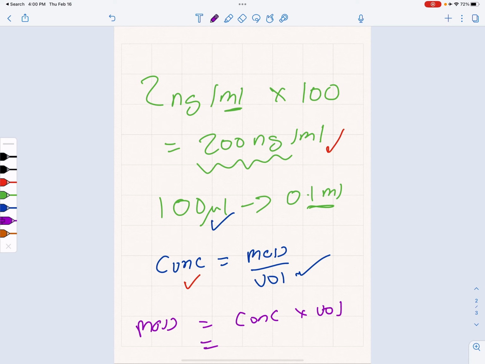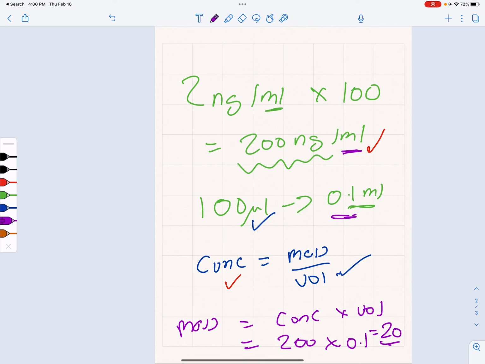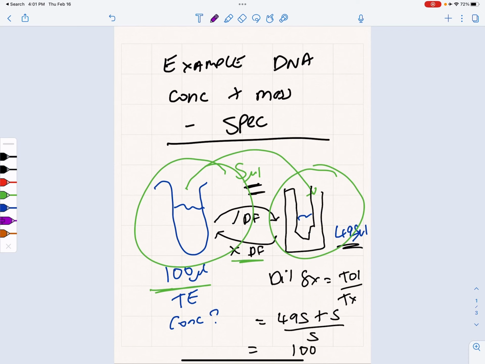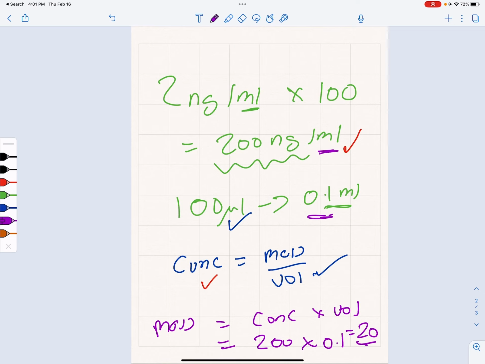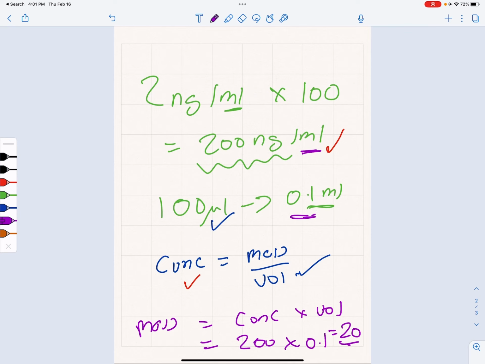That is concentration, and be careful with units here. We're in 200 nanograms per milliliter, so we're going to do 200 multiplied by volume. And again, the concentration's in milliliters, so we're going to keep this in milliliters. So it's going to be multiplied by 0.1, and that will give us 20 nanograms of DNA. So what that tells us is our concentration in here is 200 nanograms per milliliter, but we only have 20 nanograms actually extracted. So our total DNA that we got from our pure E. coli was 20 nanograms.